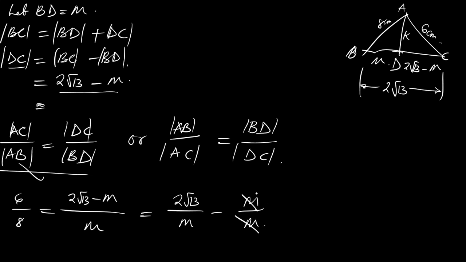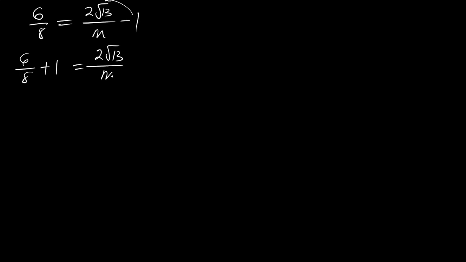So this will cancel out. You have 1 here, 1 here. So it will now be 2 root 13 divided by m minus 1. So that means we'll have 6 all over 8 equal to 2 root 13 divided by m minus 1. If you move this minus 1 to the other side, you have 6 all over 8 plus 1 equal to 2 root 13 all over m.